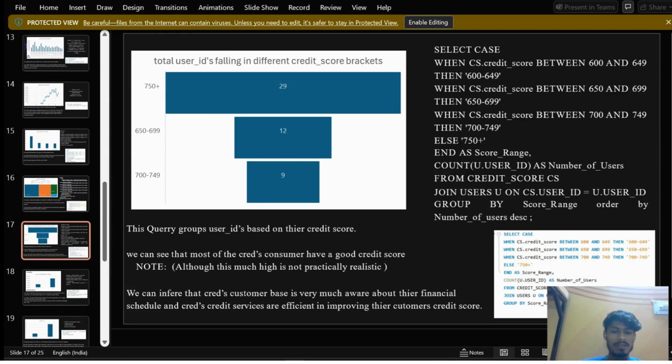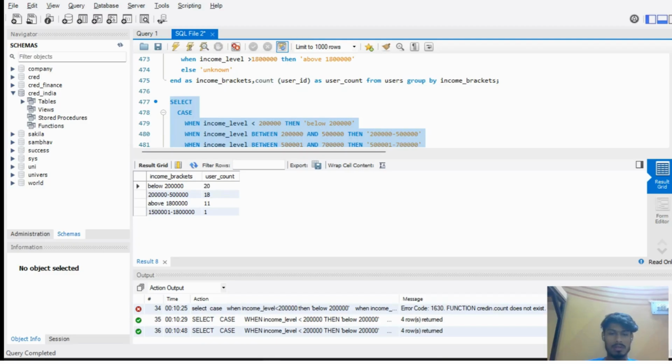So here we can see that according to the credit score, this 750 shows that there are a total of 29 customers or users whose credit score is above 750. There are 12 users whose credit score lies between 650 to 699. There are 9 users whose credit score lies between 700 to 749. So this is the query. So let's try it the fast way.